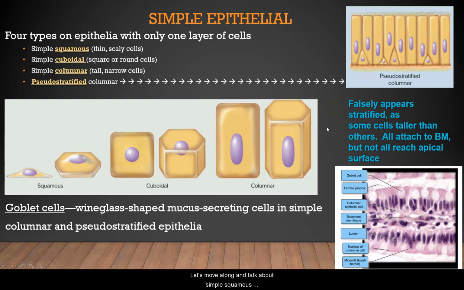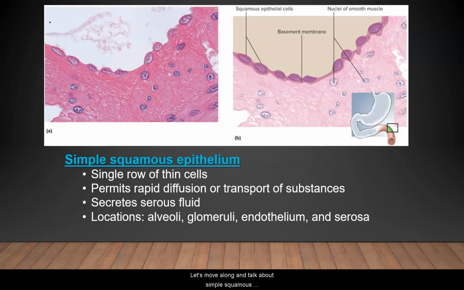Okay, let's move along and talk about simple squamous epithelium and see a picture of what they look like on a slide. So they are simple, so they have a single row of thin cells, and this permits rapid diffusion and transport of substances. And what you'll also find is that you'll secrete serous fluid here. Locations here: alveoli, that's what transfers oxygen in your lungs, glomeruli, endothelium, and serosa.